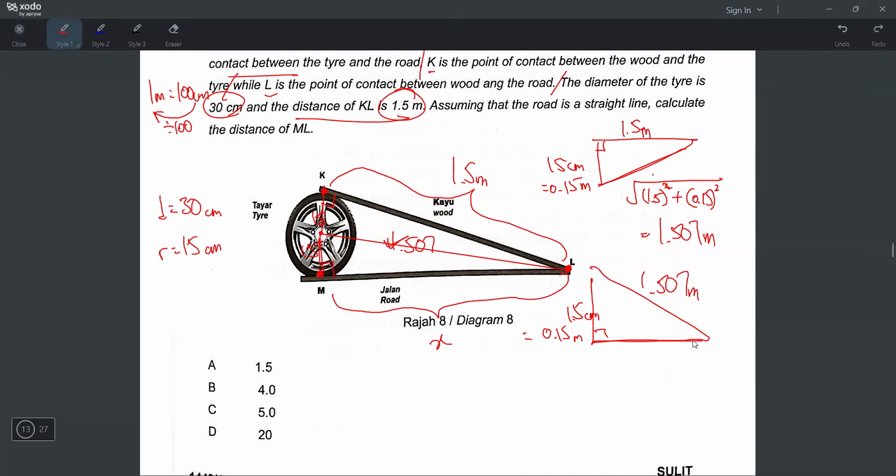Now I just have to calculate this, and this is 90. How to calculate this? Pythagoras theorem again. Square root, bracket square, bracket square. The first bracket, I write 1.507. The other one is 0.15. Tapi this time tak boleh tambah. This time you kena tolak because you are not finding the hypotenuse. So answer square minus 0.15 square, square root. My calculator gives me 1.5 meters. If it's in cm, it will be 150 cm lah. But I see the answer already. Yeah, it's A.